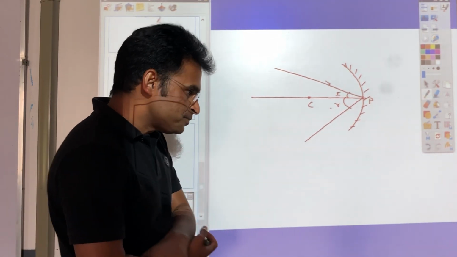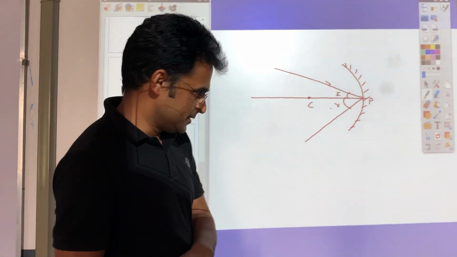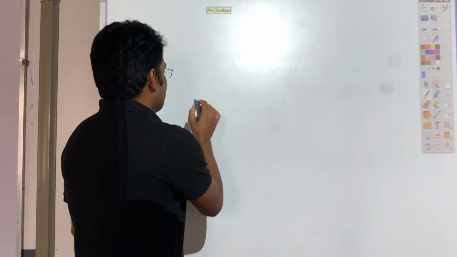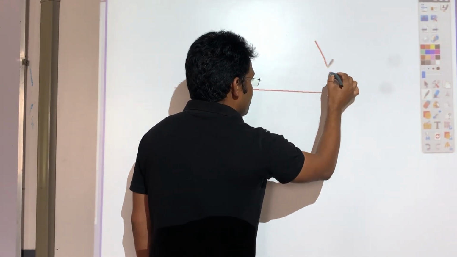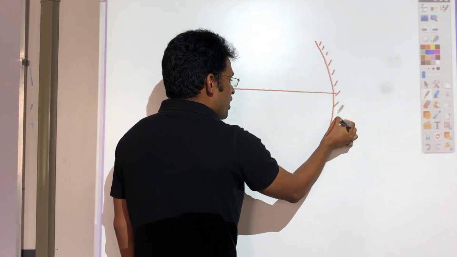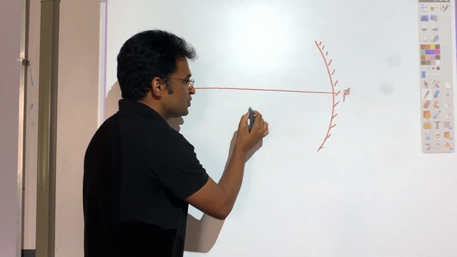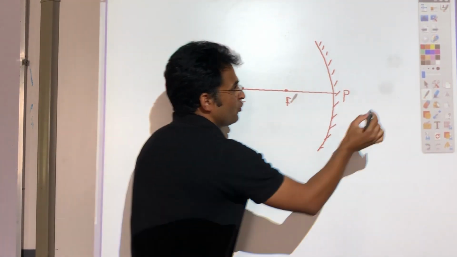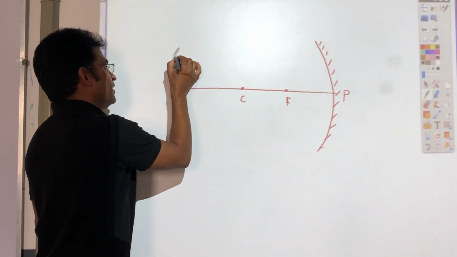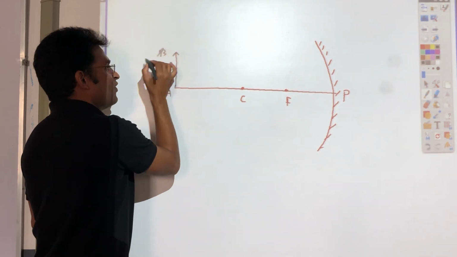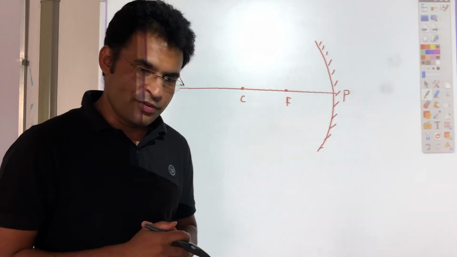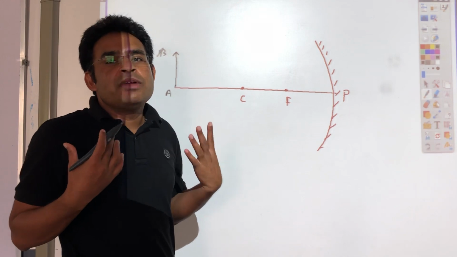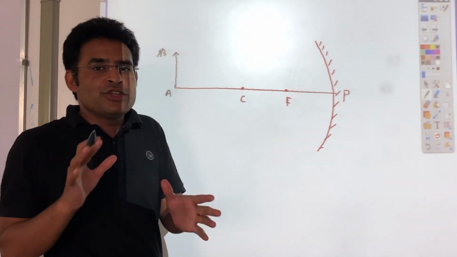For example, let's say I want to make an image of an object using a concave mirror. This is the principal axis and this is the concave mirror, like this, and this point is the pole, this one is called the center, this one is the focus, and I put an object over here, and the height of this object is AB. What I want to find out is where the image of that object will form. I am putting the object before the center, and I am asking where the image of this object will be. For that I need to use those 4 laws.